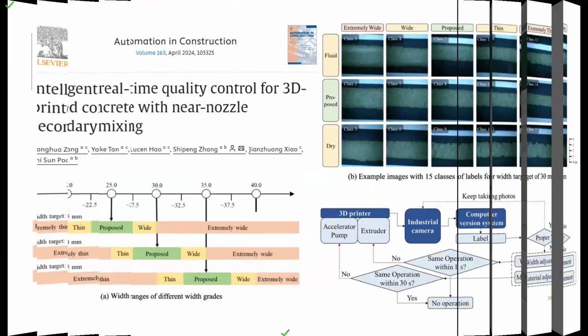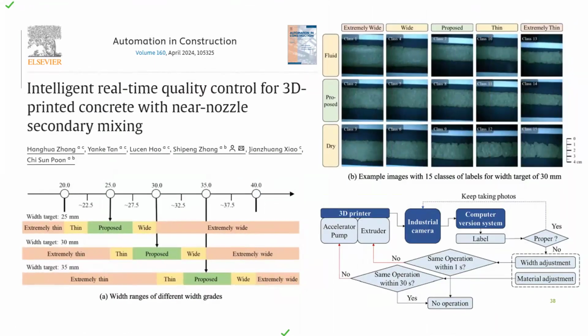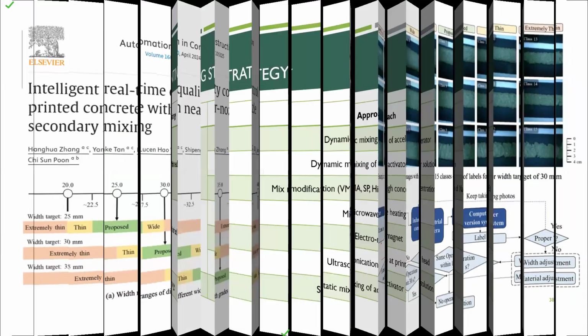Now, at the end, I have a few examples of the work which is done in our lab. My work is not yet published, so I'm not sharing my work. It's an open seminar, but these are some published work of my friend in our group. It is based on intelligent real-time quality control for 3D printing concrete with nozzle-select secondary mixing. I've discussed the secondary mixing process.